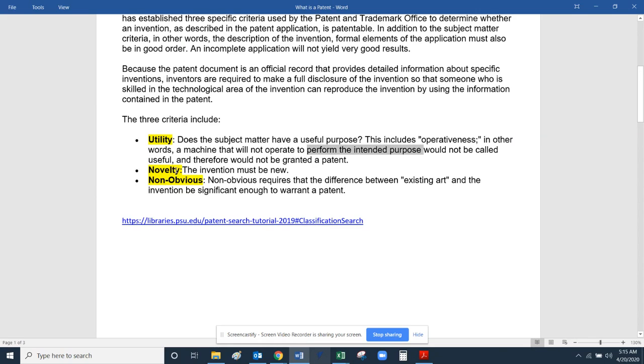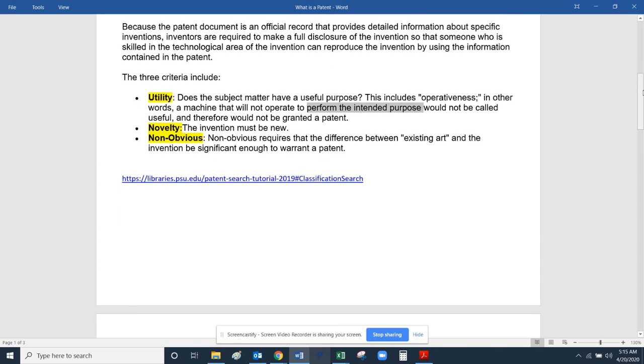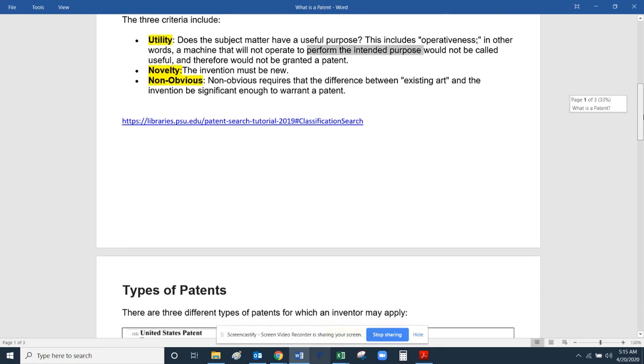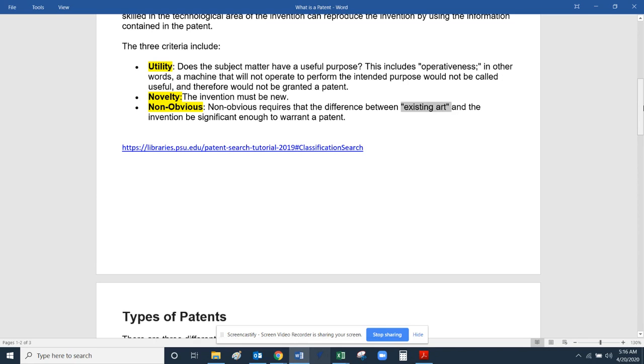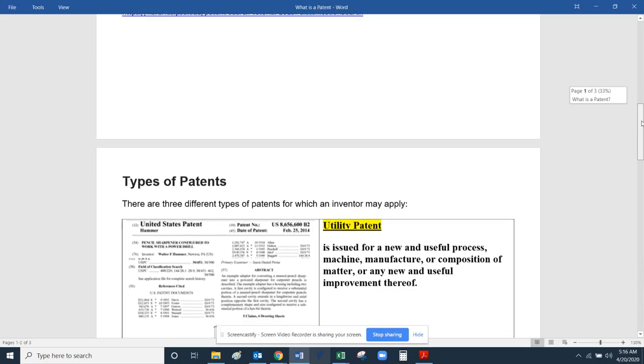Next, it has to be novel. That means it must be new, not a recreation of an existing or already developed product. And lastly, it has to be non-obvious. So to a common person in that field, it must appear as something new that they could not have thought of on their own. You see this note about existing art. You also hear that referred to as prior art. And when you hear that term, that's referring to previous patents that you may be building onto.